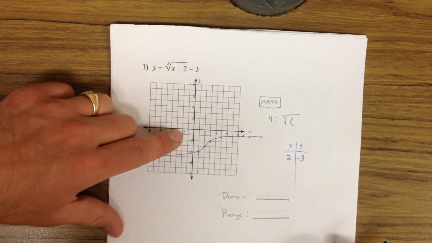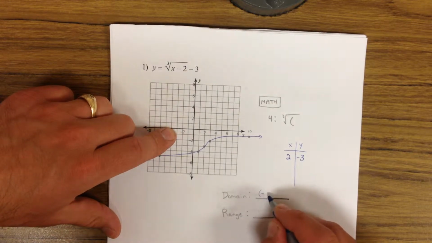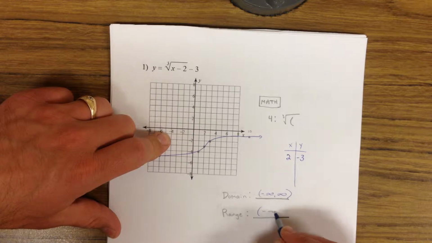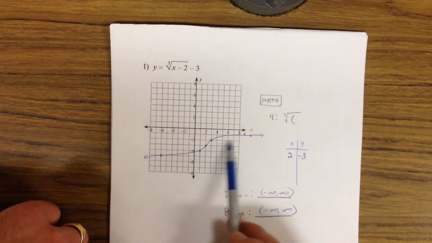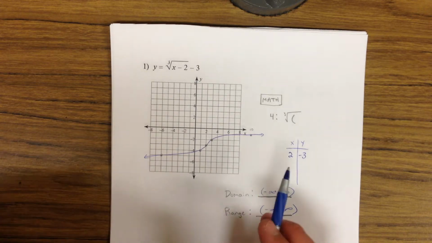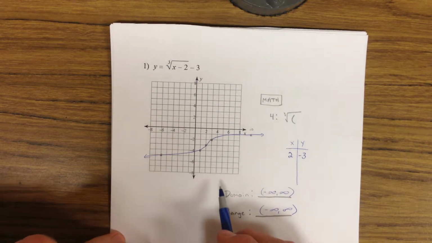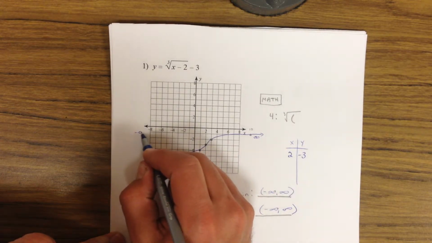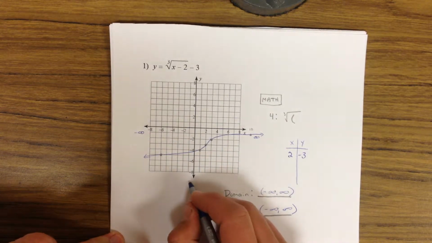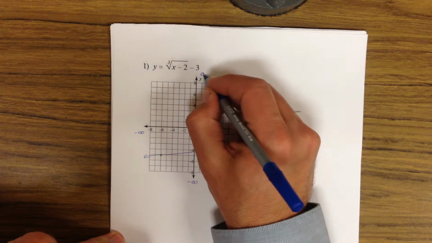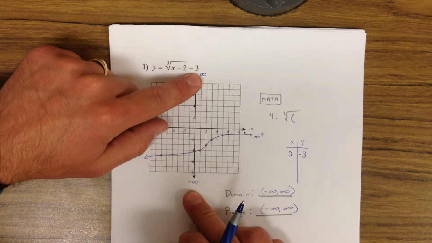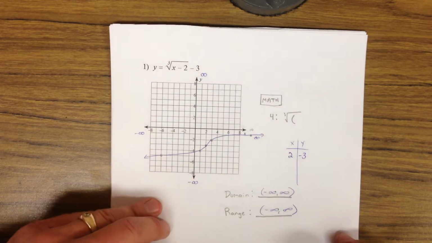Alright, so domain and range, from negative infinity to positive infinity for both of them, because if you think about it, this thing goes in all directions, to infinity and to negative infinity. So it goes to the right and left forever and ever, and it goes up and down forever and ever.